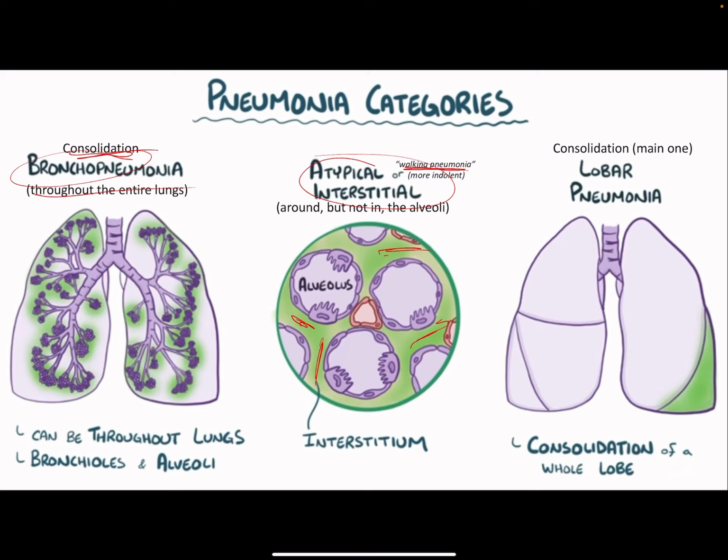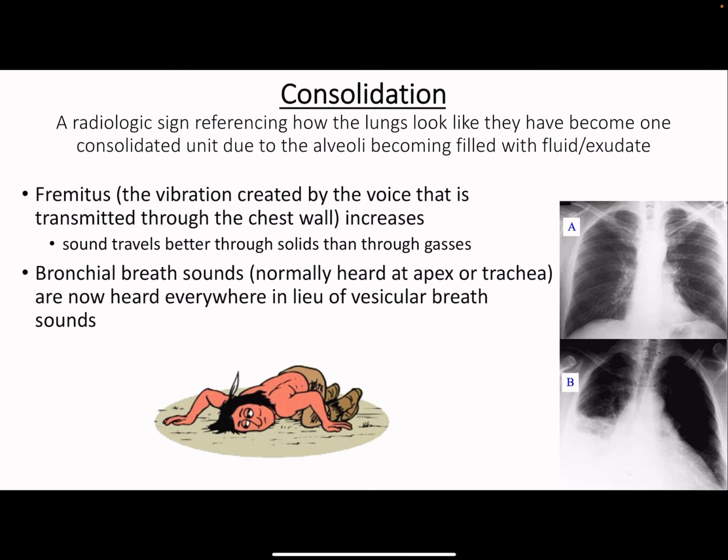And then lobar pneumonia, where it's really just consolidated to one whole lobe. And this does cause consolidation. So I keep using the word consolidation. What is that? This is where the alveoli become filled with fluid. Fluid is radio-opaque instead of radiolucent. So notice this lobe here is now consolidated, right? It looks like one.